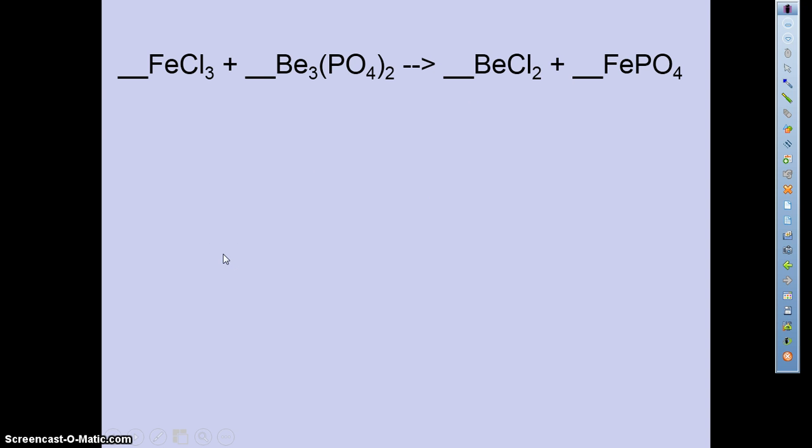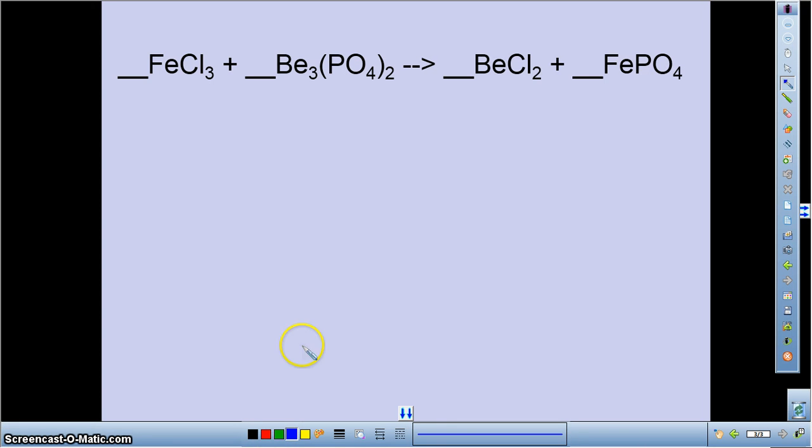Let's take a look at this reaction. We're going to go about it the same way. We're going to pick a different color and I'll put a line here to divide the reactants from the products. Write down each element that is involved on both sides.